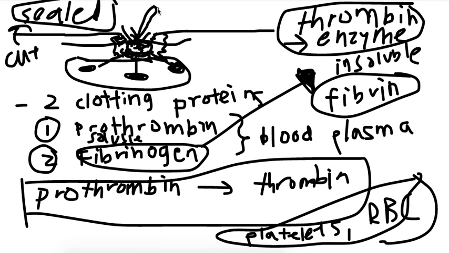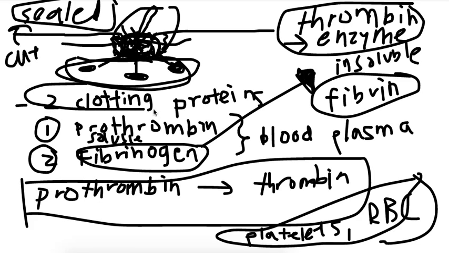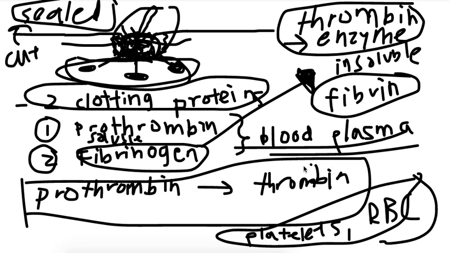So to recap, there's some kind of rupture. Platelets are going to aggregate in this region to try to fix this kind of cut. There are two clotting proteins, prothrombin and fibrinogen, and they're always present in the blood plasma. And these platelets, when they aggregate, in addition to the damaged cells, they're going to secrete these kinds of clotting factors. And these clotting factors enable this reaction to occur, in which prothrombin is converted into thrombin.